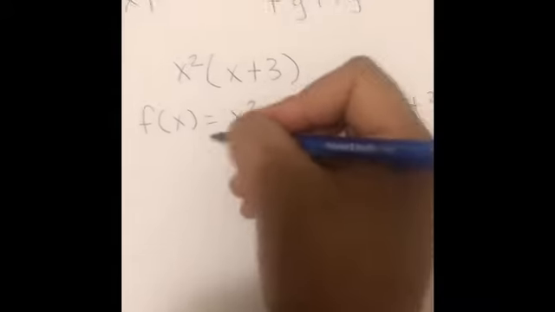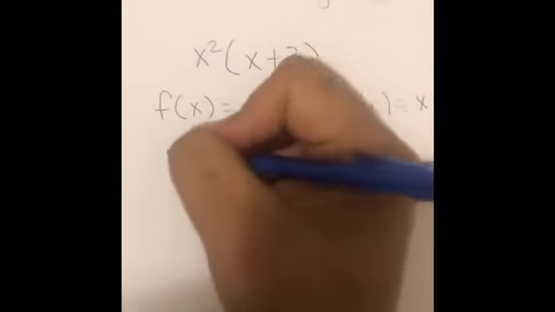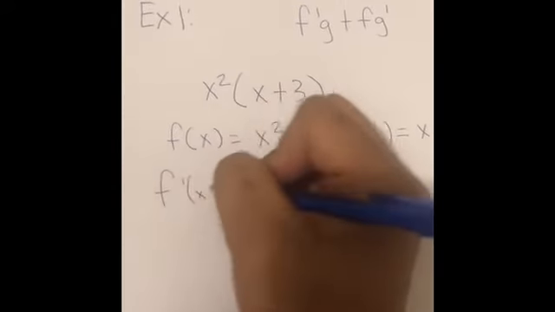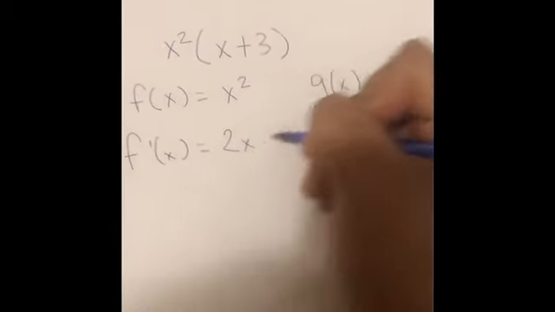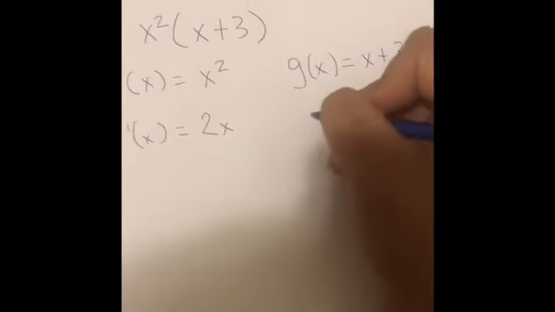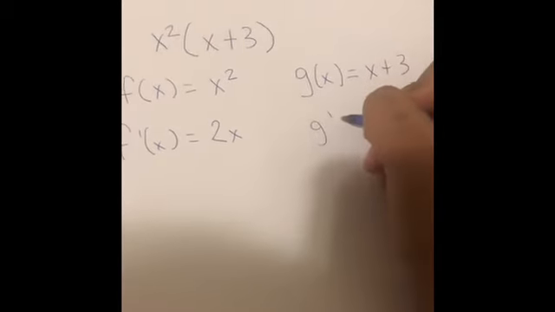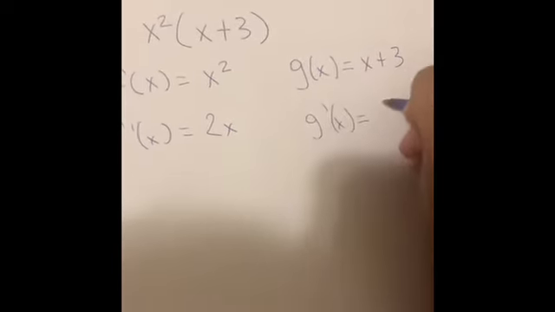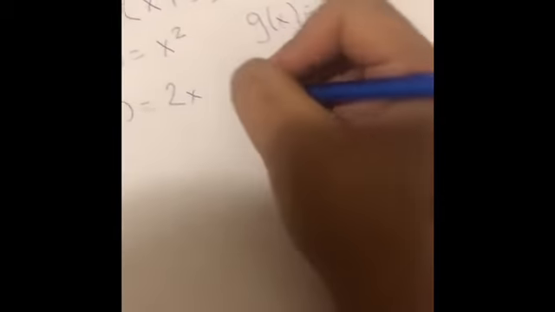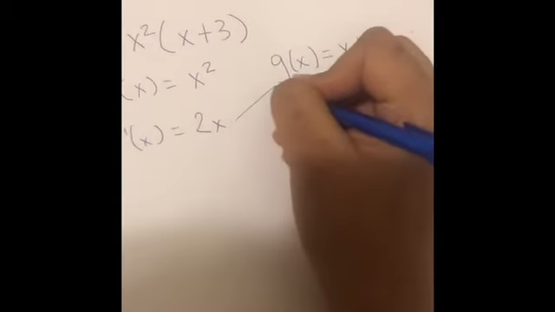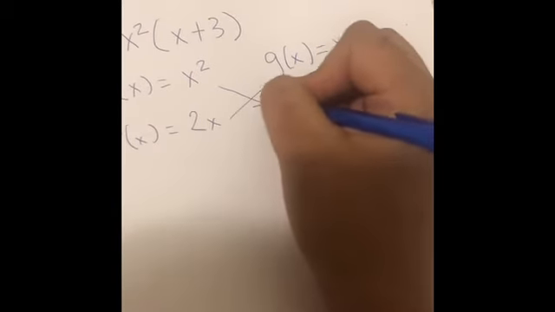Now, our goal here is to write out the derivatives of each of these terms. So here we have x squared. So now the derivative of x squared is simply 2x. Now the g prime of x will simply be 1 because 3 does not have a derivative. With 3, the derivative of 3 is 0. So we don't need to write that out.